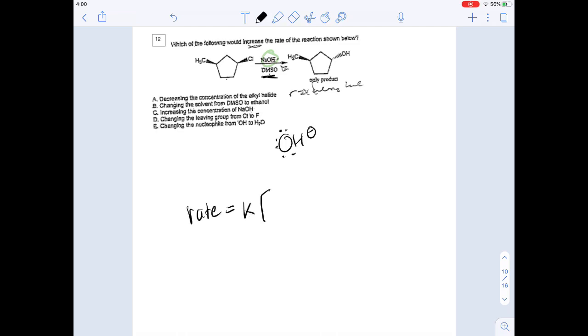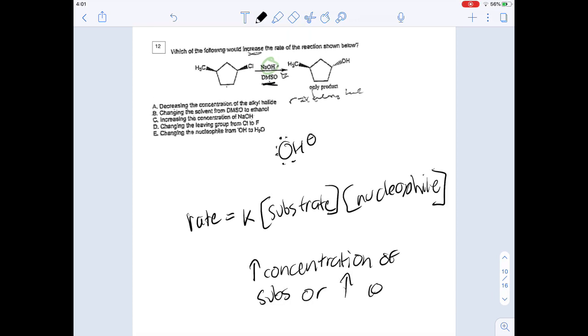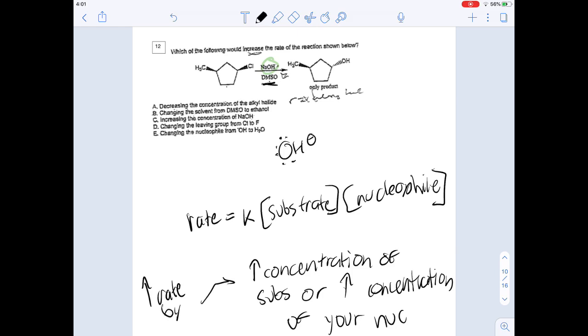So we can go ahead and draw the rate law for that. So rate equals K times substrate times nucleophile. So the things that would increase the rate in this situation would be either increasing the concentration of your substrate or increasing the concentration of your nucleophile. So these would increase rate. There's 2 different ways.